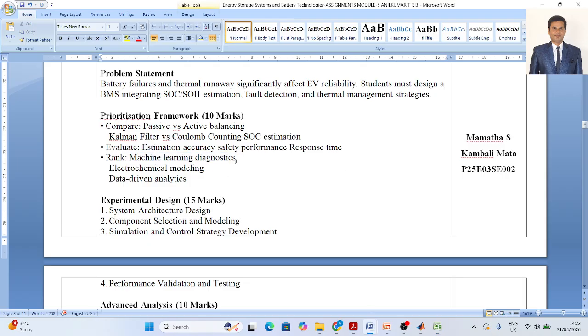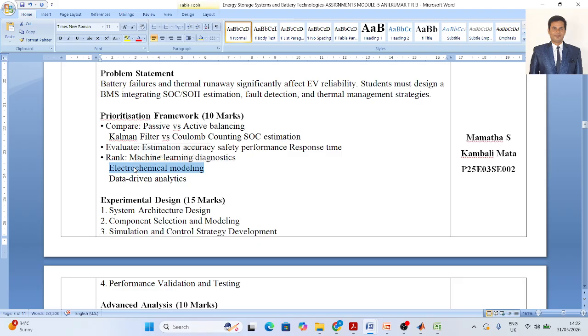So try to develop the diagnosis of the models with machine learning. Okay, so in that you have to see the electrochemical modelings, right? What is the priority you have to give? You should give priority more on the electrochemicals, on the electrodes, on the charges, how the charge is getting restored, how it is getting discharged. You have to focus more on that.